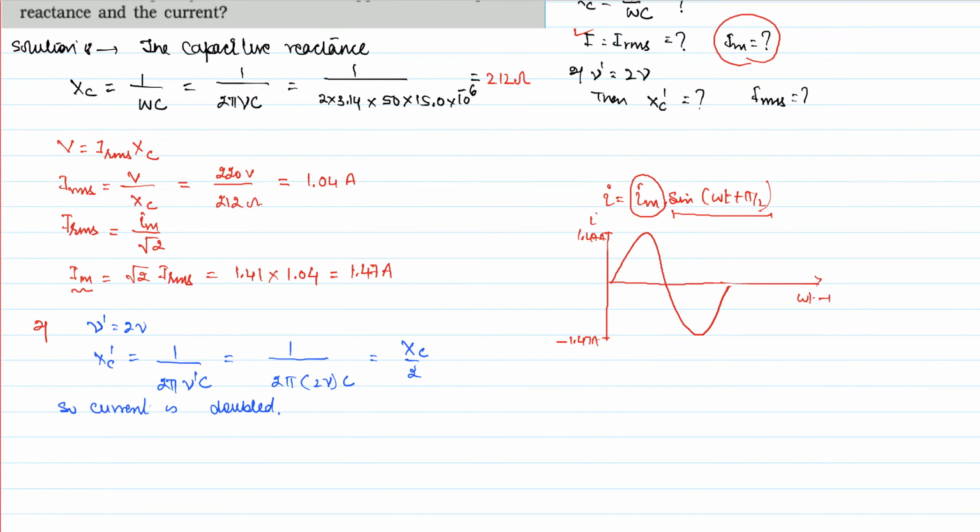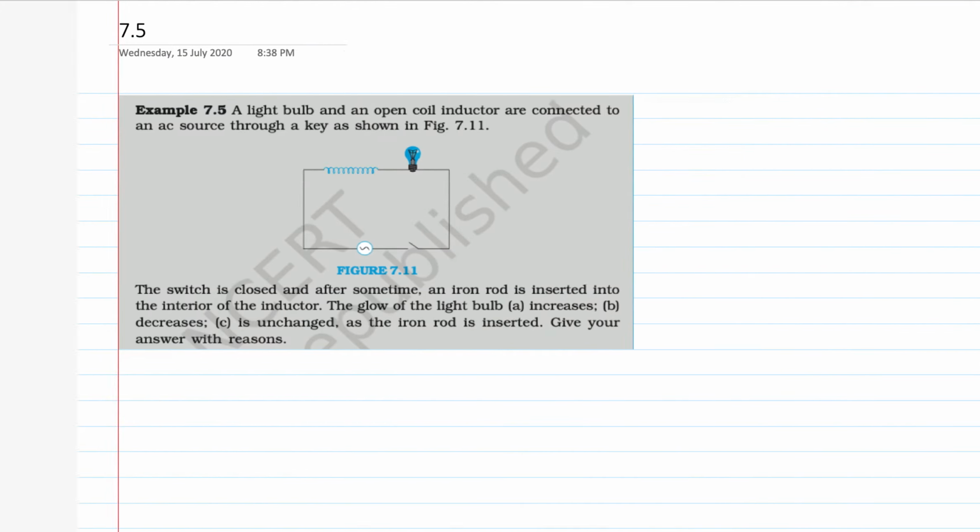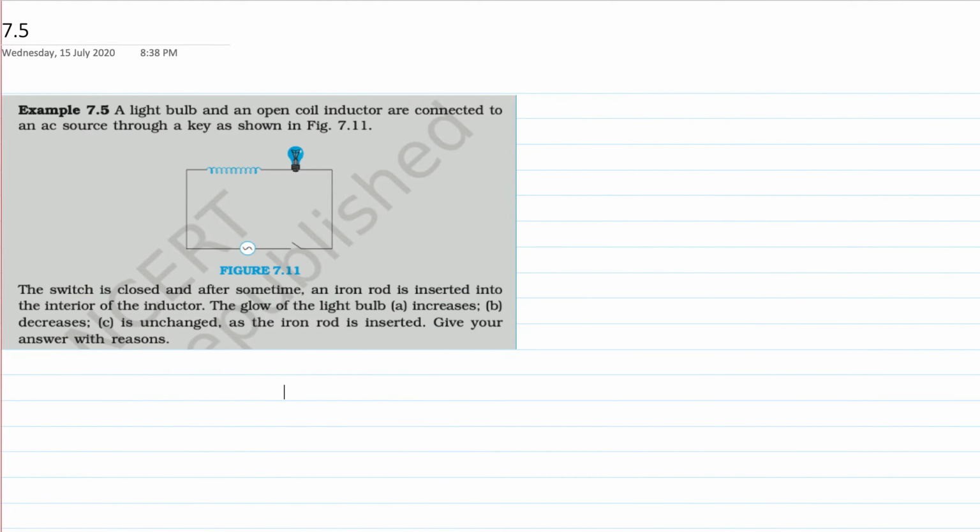Now we'll shift our discussion to another problem that is given to you. It's very interesting. Example number 7.5: a light bulb and an open coil conductor are connected to an AC source through a key, as shown in figure 7.11. Now what we will do is close this switch. This switch is closed. After some time, an iron rod is inserted into the interior of the conductor. Let us redraw this.